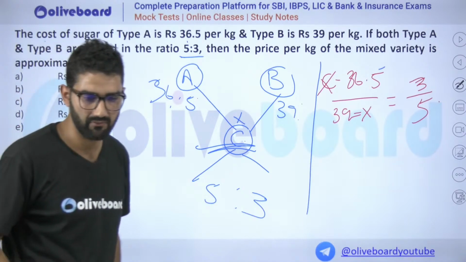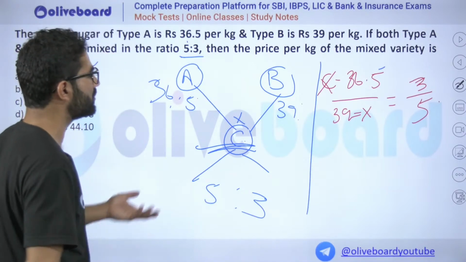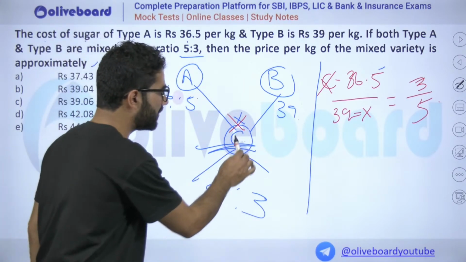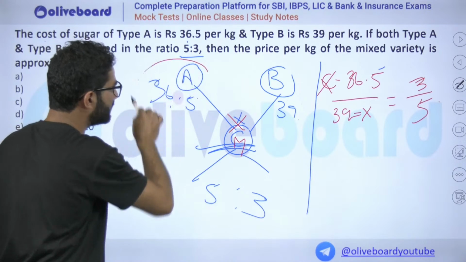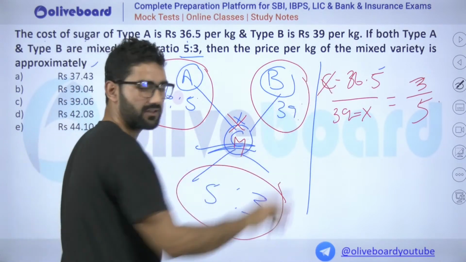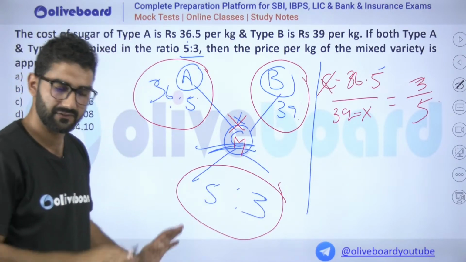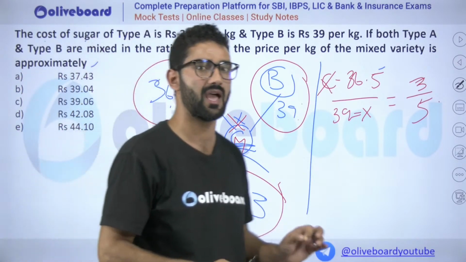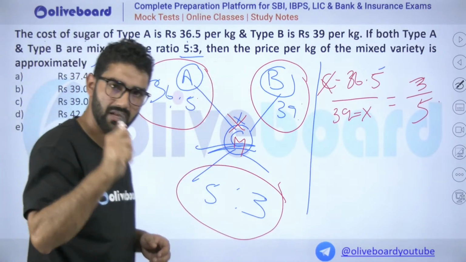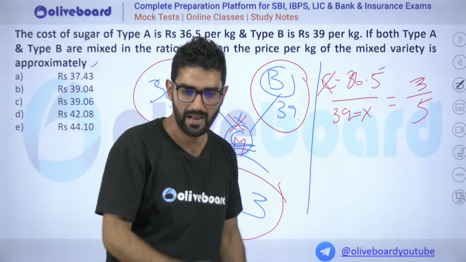You got 37.43. Just we are going to calculate the value of X. Cost price of C is X. This is nothing but a mixture. The cost price for this was given, the ratio itself is given. Just make an equation and go for it. Simple. There is nothing more than that. There is one alligation formula. Just use that and go for it.